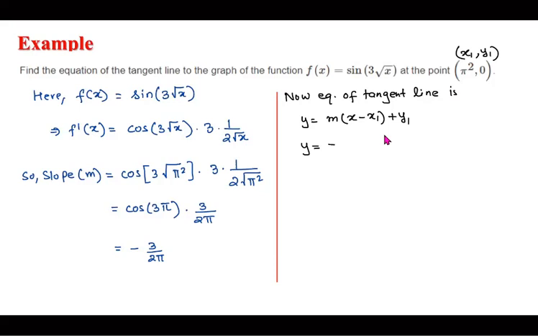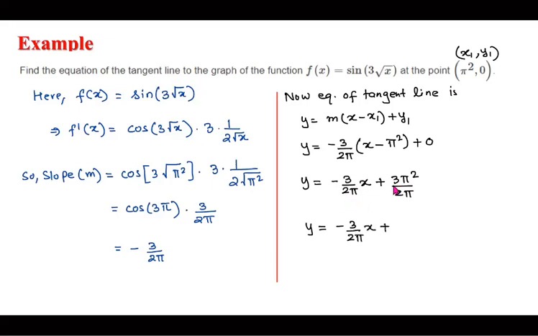So y is equal to the slope, negative 3 over 2 pi, multiplied by x minus x1, which is pi squared, plus y1, which is 0. So if we multiply this, we get y equal to negative 3 over 2 pi times x, and then negative and negative will be positive, and 3 multiplied by pi squared is 3 pi squared, and in the denominator we have 2 pi, which can be simplified to y equals negative 3 over 2 pi x plus, here one of the pi's gets canceled, so we get 3 pi over 2. So that is the equation of the line tangent to the given curve at the given point.